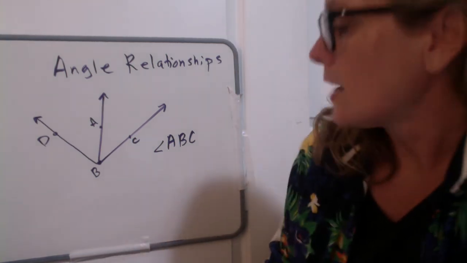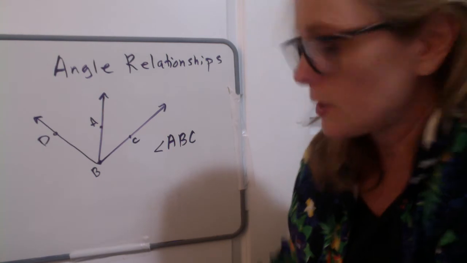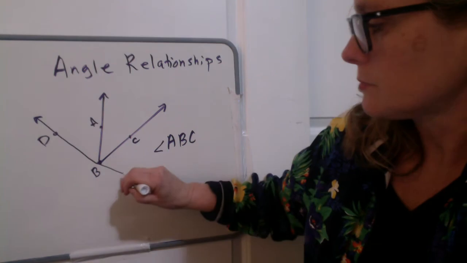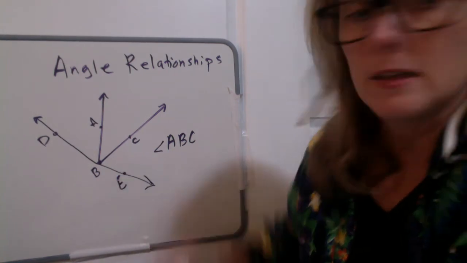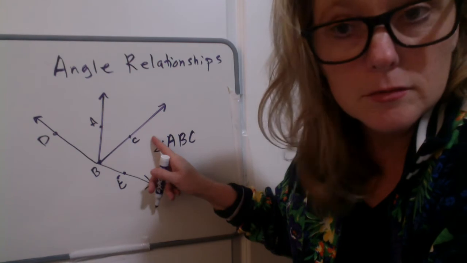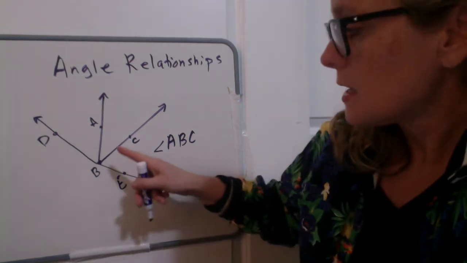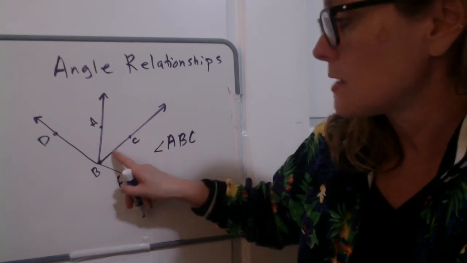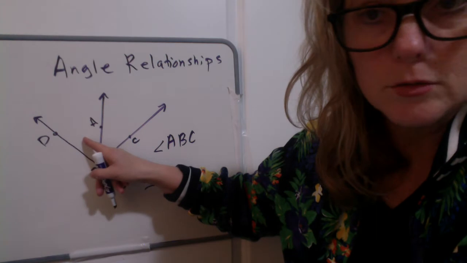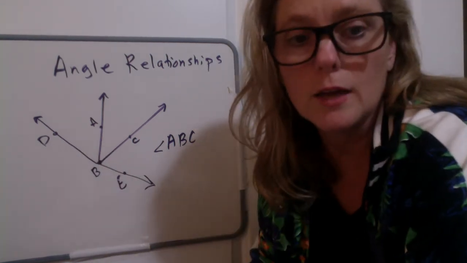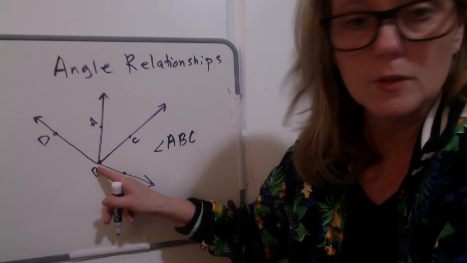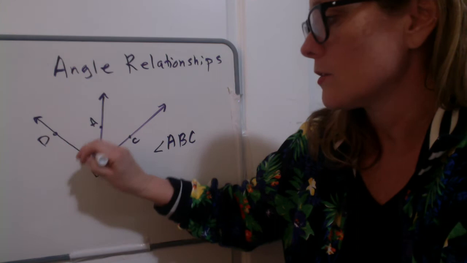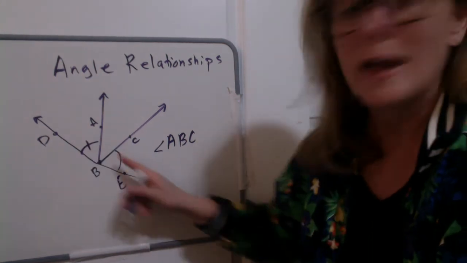If I drew another angle up here, for example, let's say I went like this, and I called that angle EBC. This angle would be adjacent to this angle because they share this piece, but this angle and this angle are not considered adjacent. Even though they both have that same vertex point, think about it like a piece of pizza. If you've got this angle and I have this angle, they're not right next to each other.